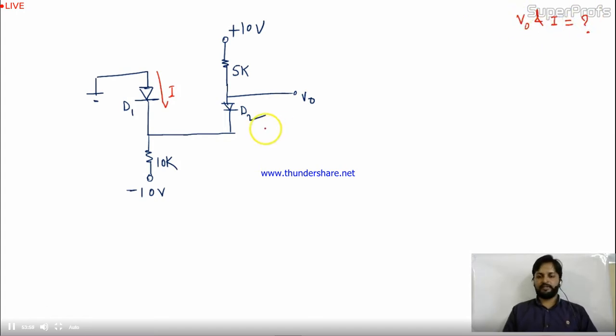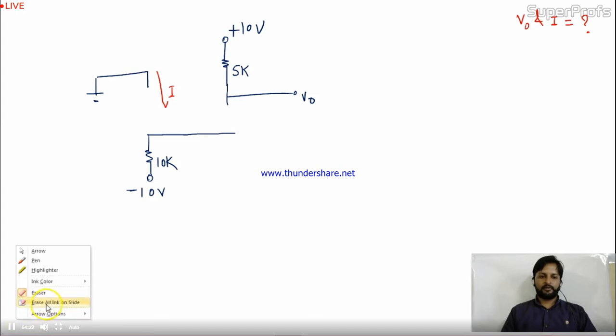This is your question. Now what is the step? I told you last time: assume diodes D1 and D2 in forward condition, or in short circuit. Okay. Make them short. If you make the short and analyze the circuit, let me remove D1 because I have to short it. And let me remove D2 also. I'm going to short D2. I'm going to short D1.